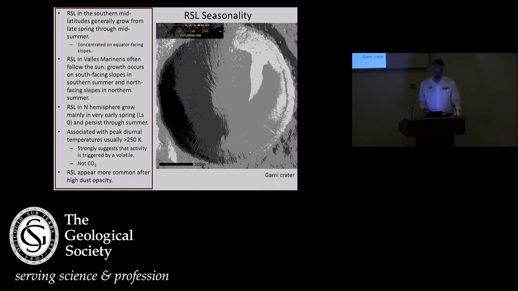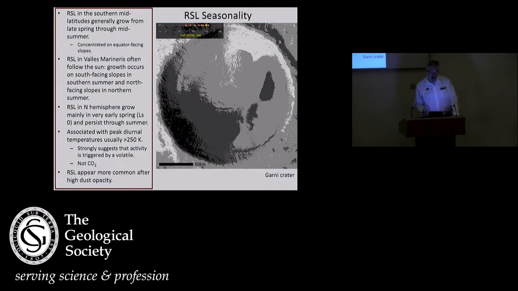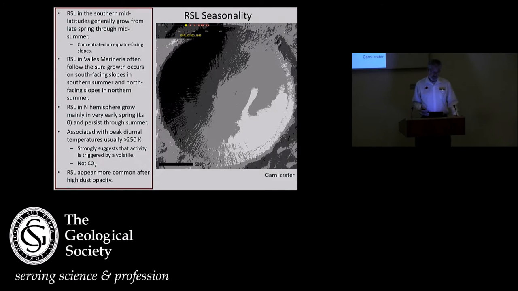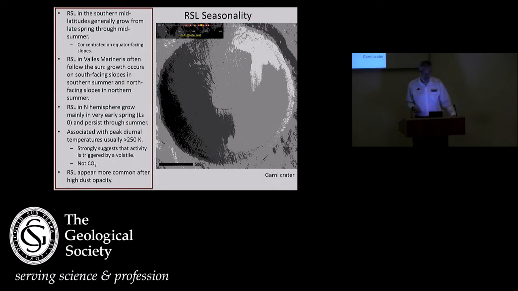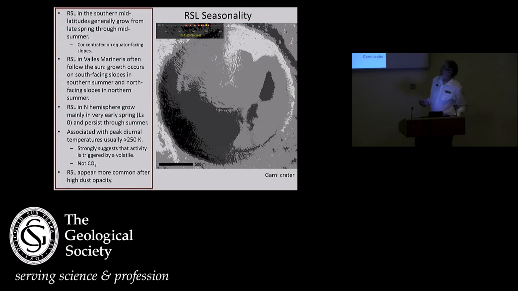Let's see, the seasonality. The RSL in the southern hemisphere are active in southern summer on equator-facing slopes. That's what we found first.